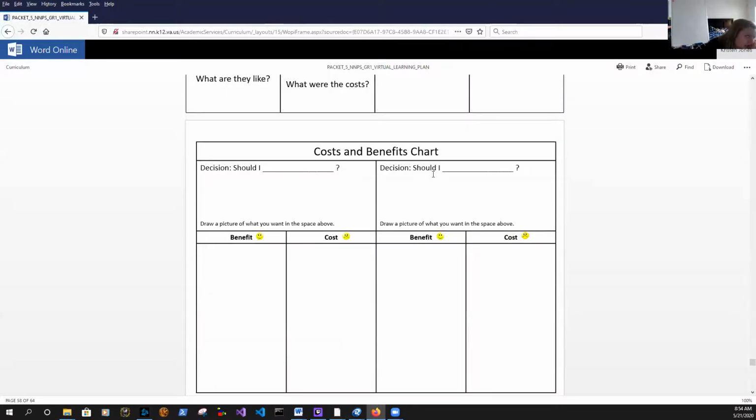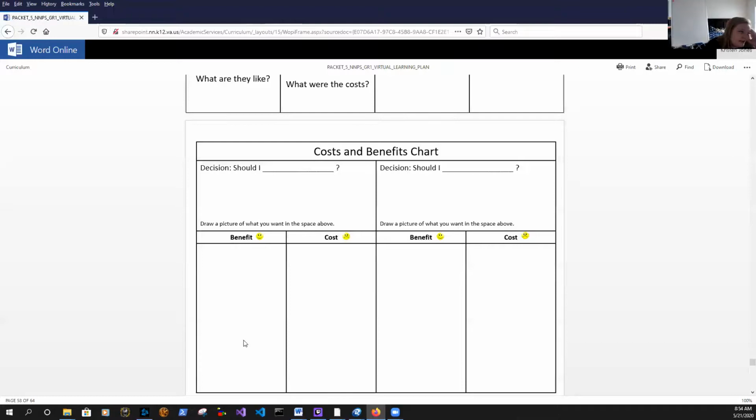Costs and benefits chart. Decision. Should I buy the blank? What is one of the things that you want? And draw a picture of what you want in the space above. Then think of something else that you might want to use the money to buy. Should I buy the other thing? And draw a picture of what you want in this space. So these should be two different things that you're deciding between.